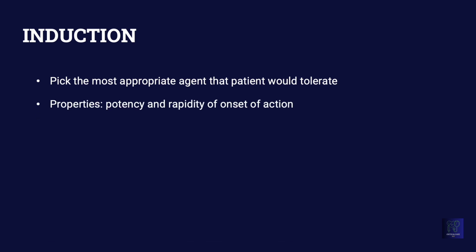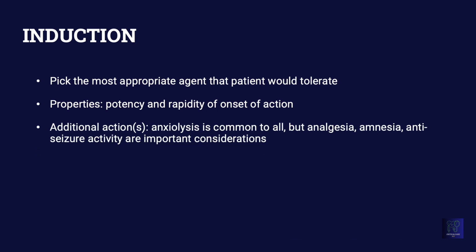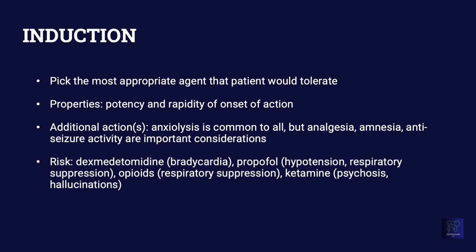In order to pick the right agent, we need to understand important properties of the agents we talked about. High potency and rapid onset of action would be preferable for an ideal induction agent. We also need to know additional properties of the agent. For example, if a patient was intubated for airway protection in setting of seizures, propofol would be preferable over something like Precedex or fentanyl. Finally, we need to understand the risks. If a patient is severely bradycardic, then Precedex is not the agent I would pick.